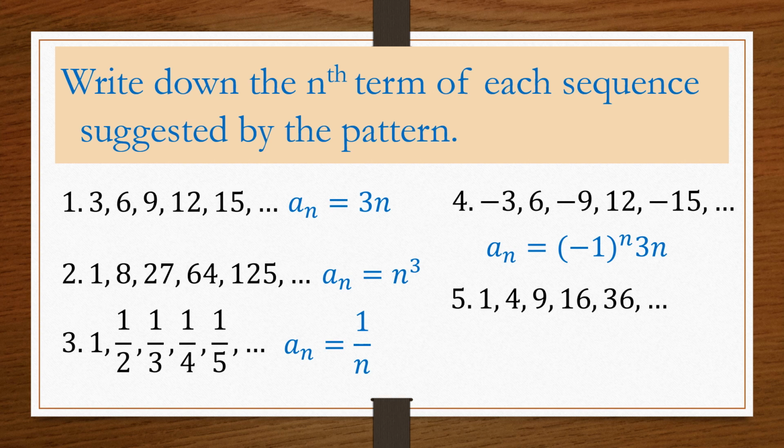And for number 5, we have 1, 4, 9, 16, 36. What do you think is the nth term of this sequence? So that's correct. These are perfect square numbers. That is why the general rule or the nth term is a sub n equals n squared.